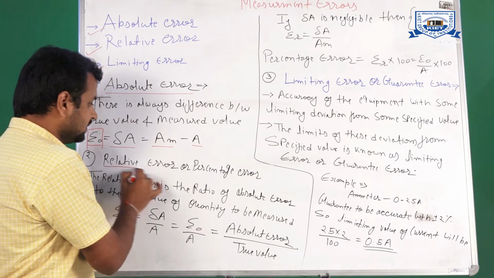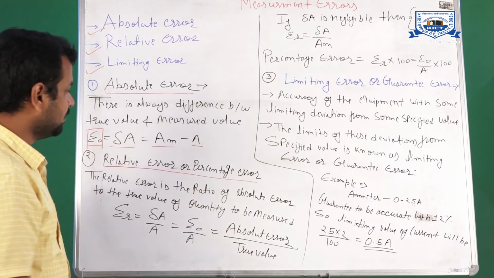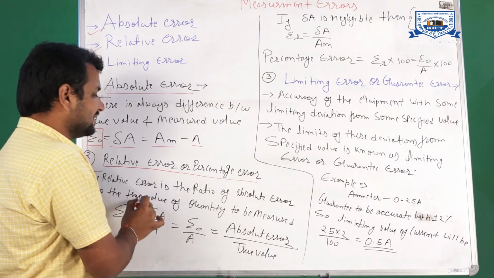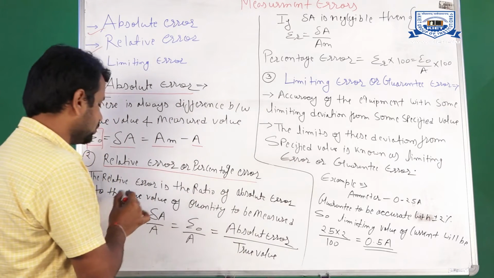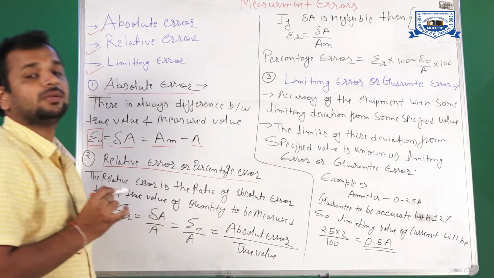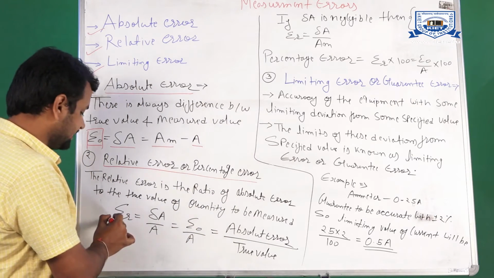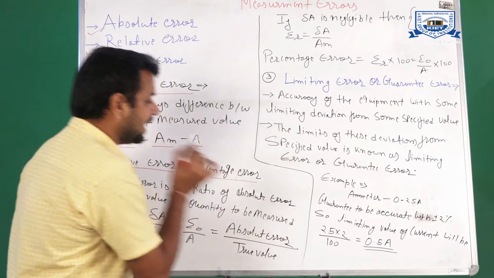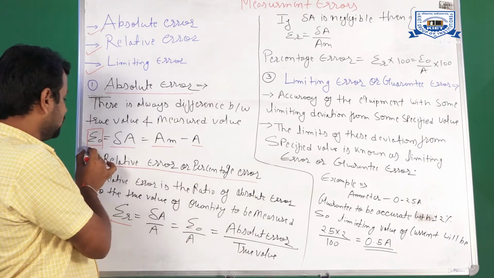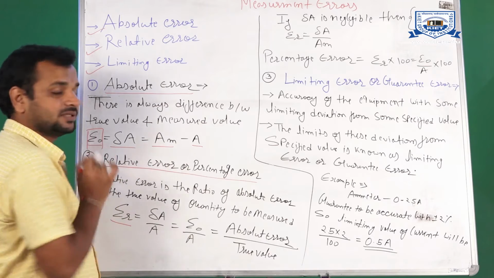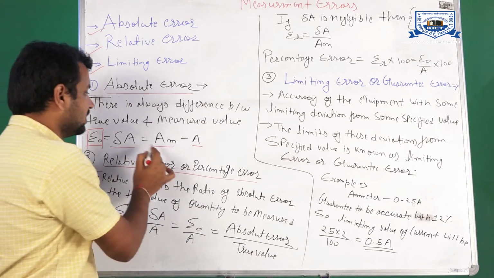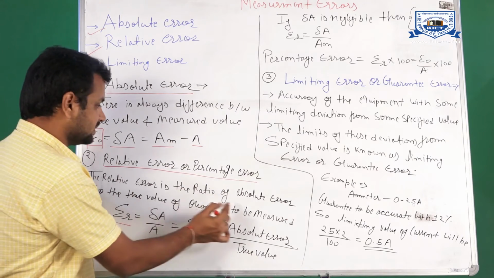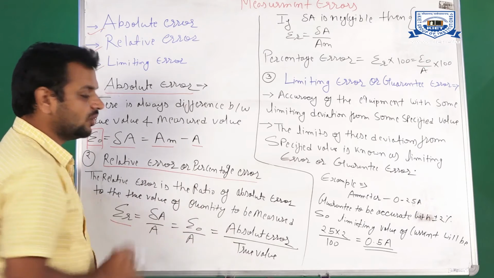Now the second is relative error, or percentage error. What is relative error actually? The relative error is the ratio of the absolute error to the true value of the quantity to be measured. It is represented by epsilon r. The absolute error is epsilon naught, or del A, the difference between the measured value and the true value of the measured quantity.